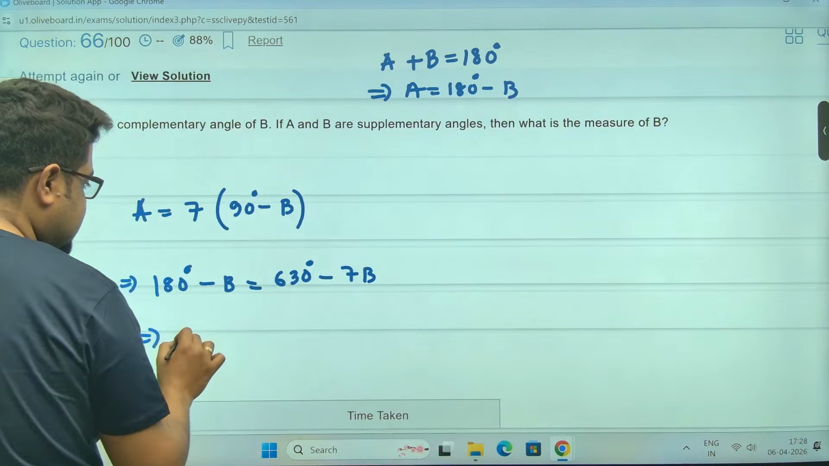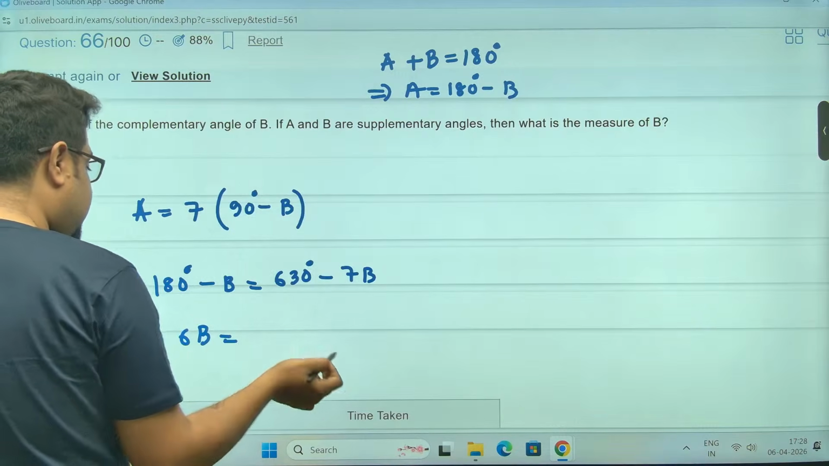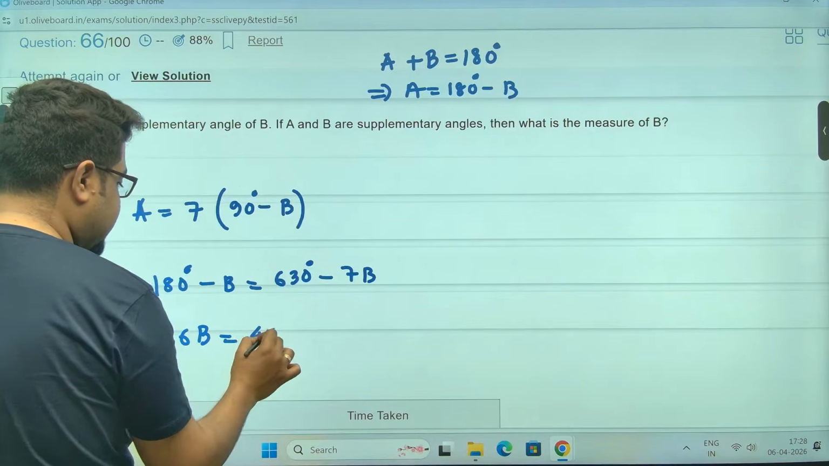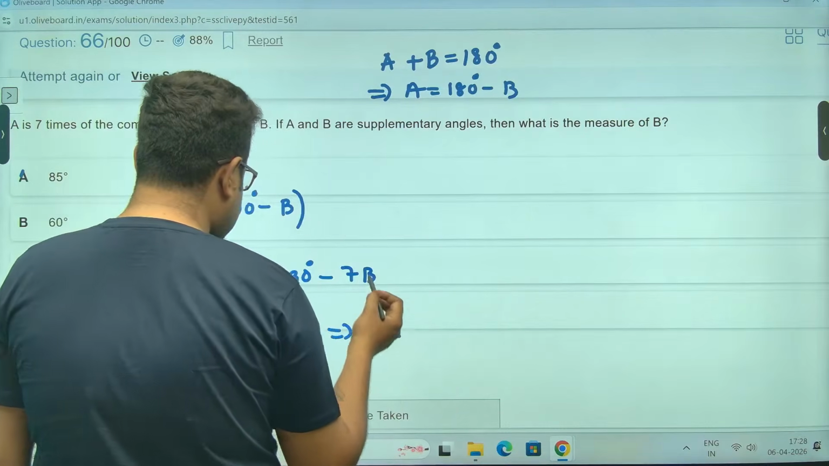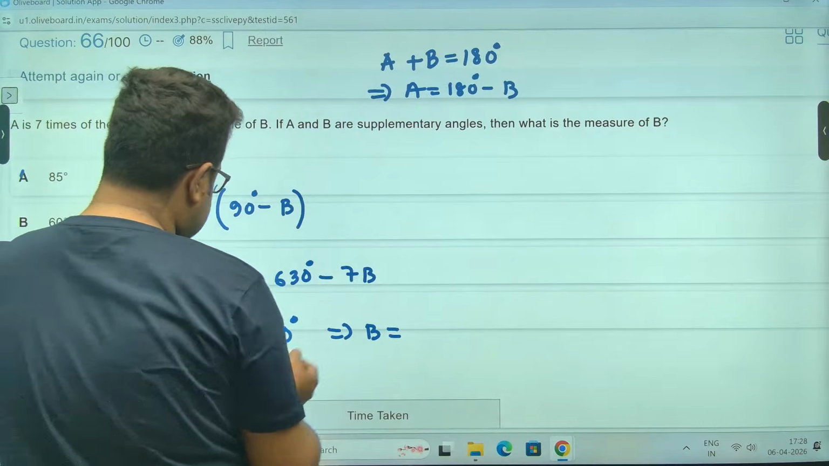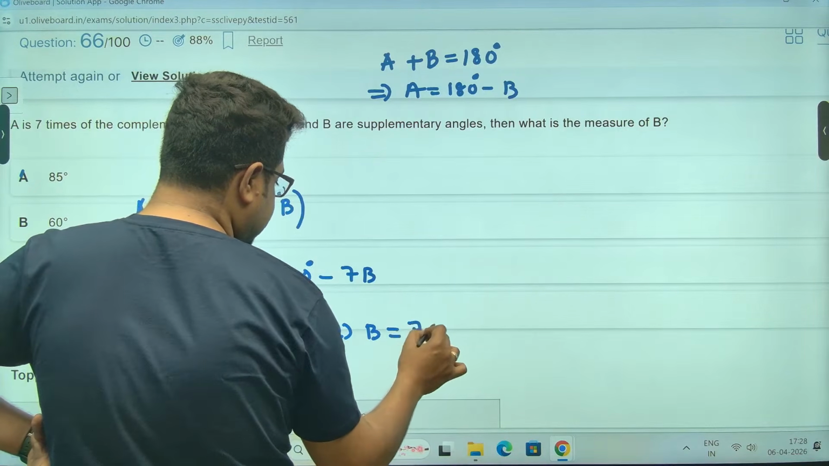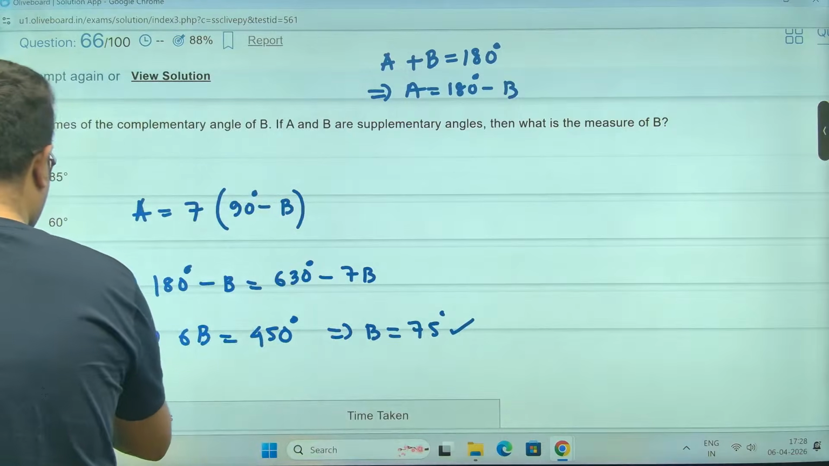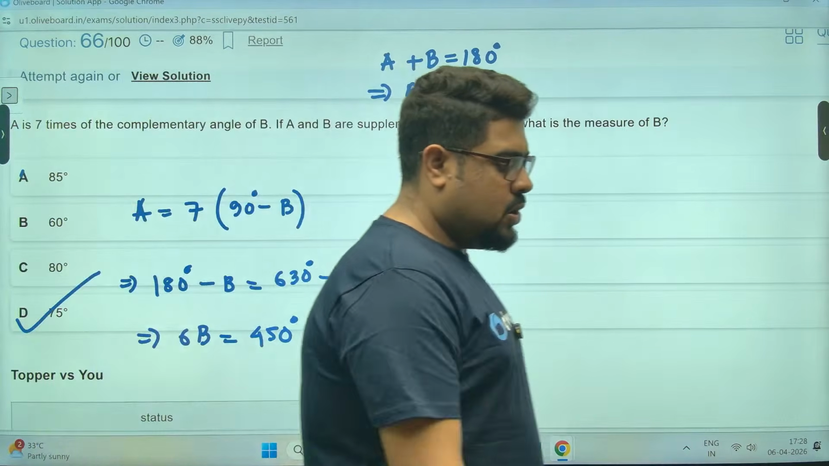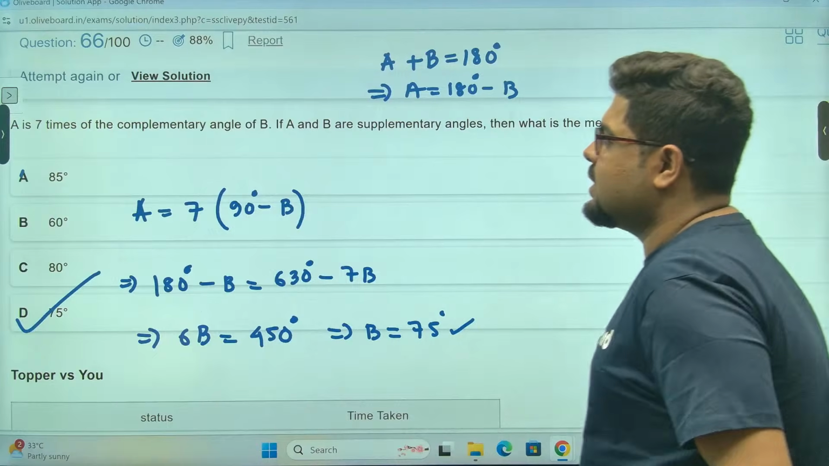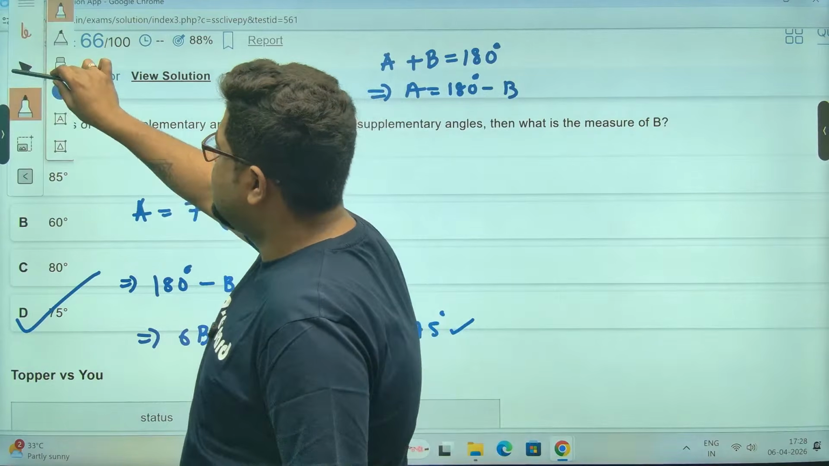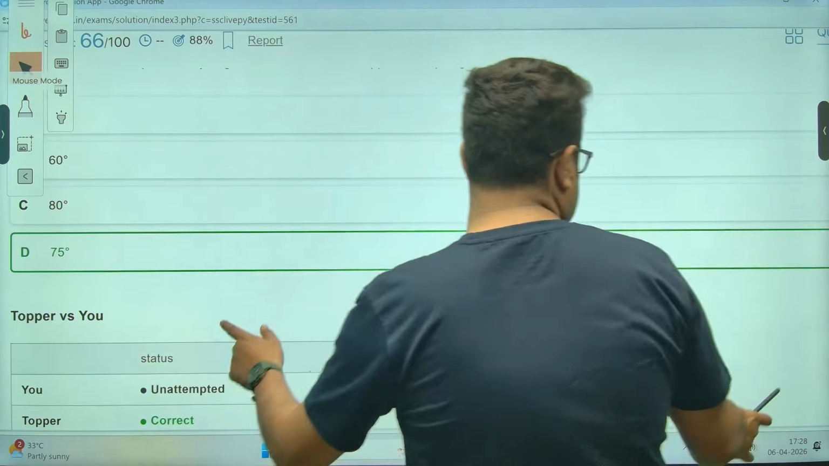So this will come this side, 6B will be, sir, 450 degree. So B will be 75 degrees, sir. Option number D is the answer. Option number D most definitely is the correct answer. Next one, please.